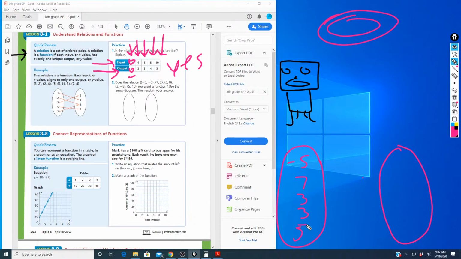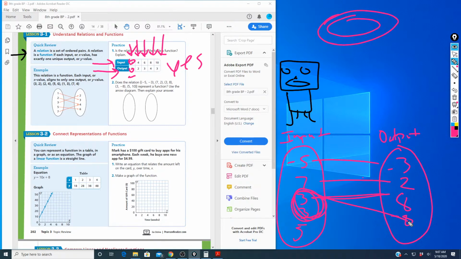So here's our input. If you go to our output over here, -5 to -3. You remember us drawing those arrow diagrams. 7 would go to 2. 3, the first 3 went to 8, but then you had another 3 going to -8. There's your problem. Your input, you have 3 equaling 2 different outputs.